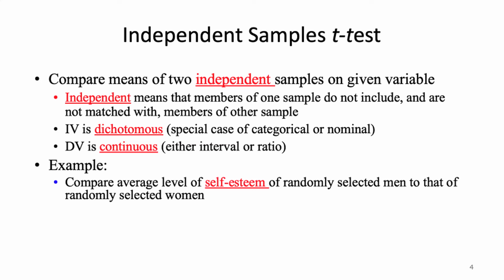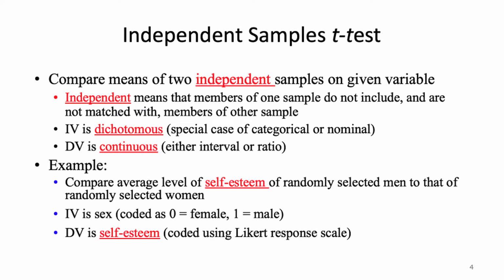Well, here's an example. We can compare the average level of self-esteem of randomly selected men to that of randomly selected women. The IV here, the dichotomous variable here, is sex. And that can be coded as 0 and 1. It can be coded as -5 and 214.7. It doesn't really matter because these numbers are just names, numeric names for the nominal variable.